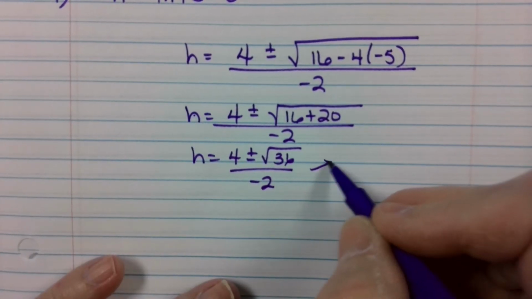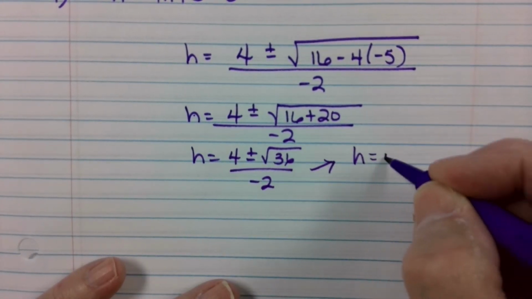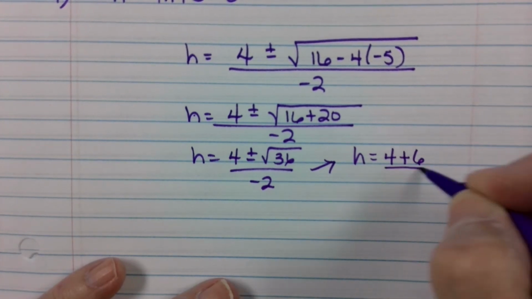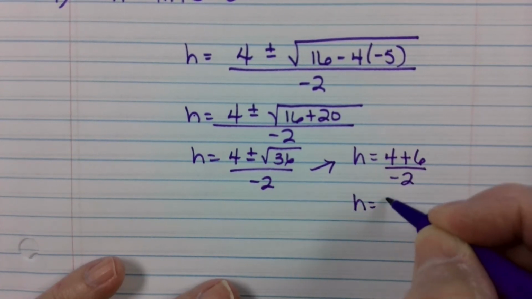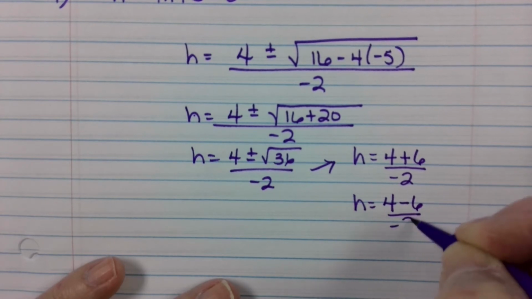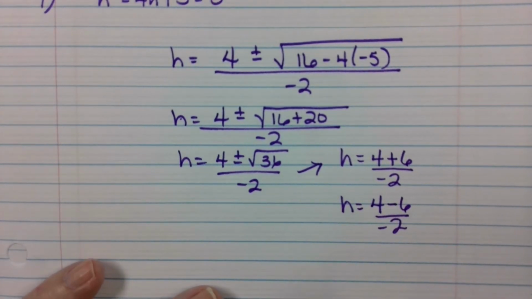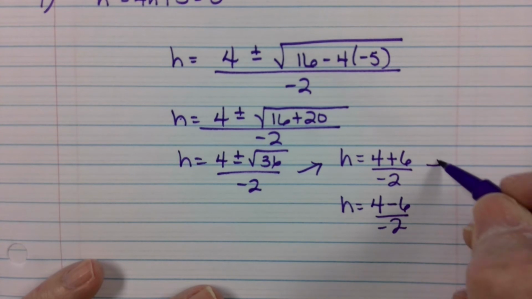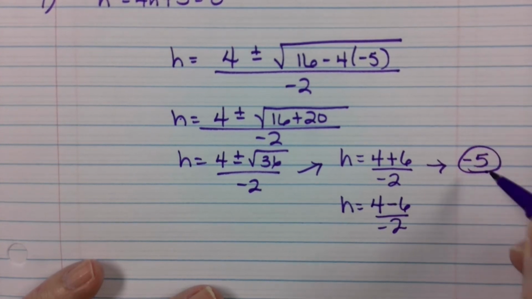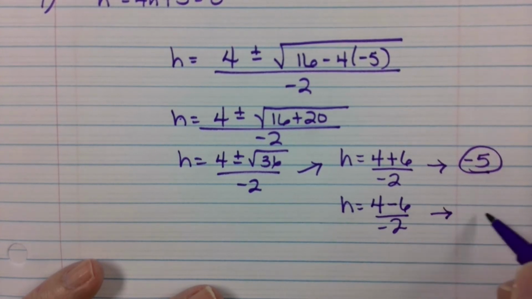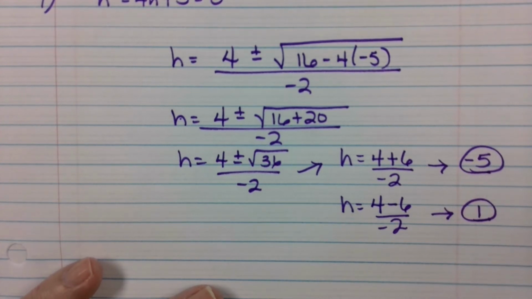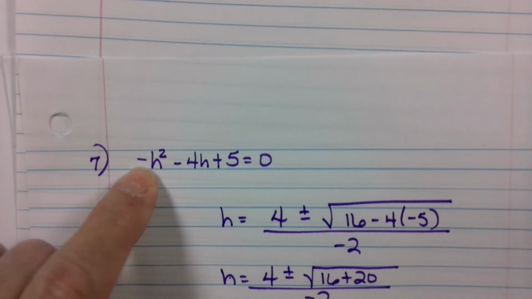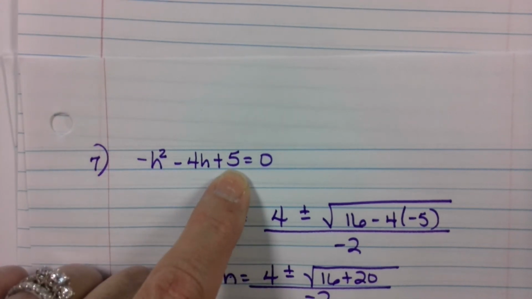And we like that because that's easy. So H is going to be 4 plus 6 over negative 2, and H is going to be 4 minus 6 over negative 2. So this is going to be 10 divided by a negative 2. That's negative 5. And this is going to be negative 2 divided by negative 2, which is a positive 1. Any questions on that one? Anybody? Where did you get the negative 5 from? Negative 1 times 5. Oh.